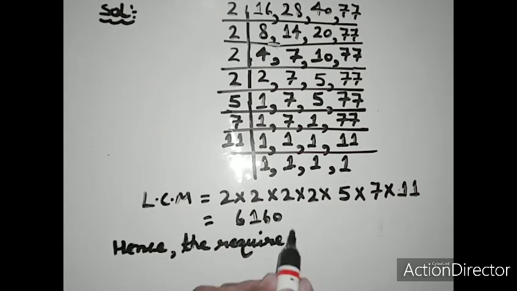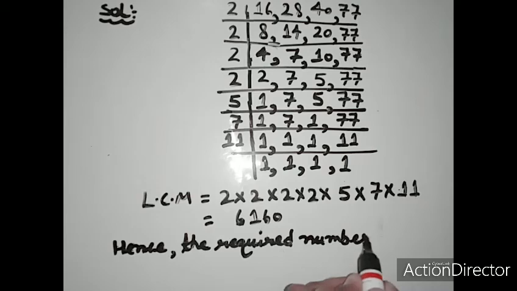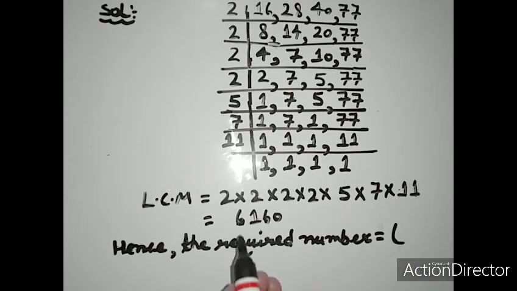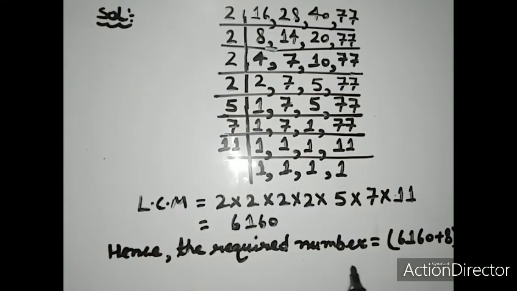Okay, so here we write, hence the required number is equal to, so here we add 8 to the LCM of these numbers. And we get 6168. Okay, 6160 plus 8 equals 6168. So the required number is 6168.